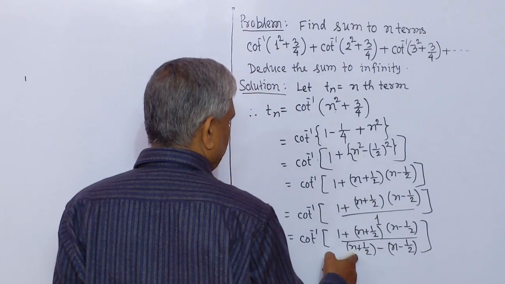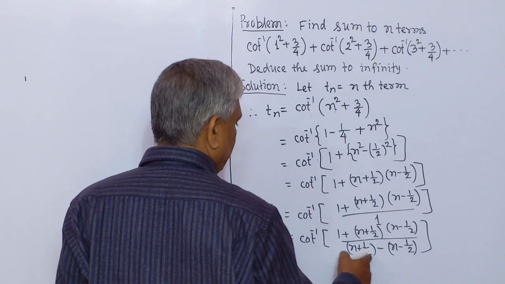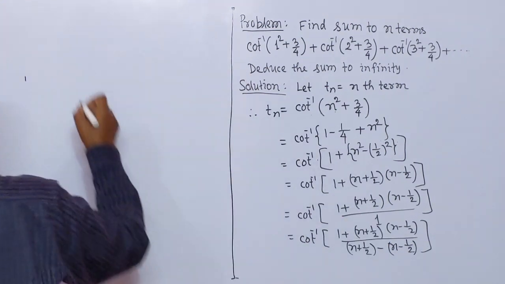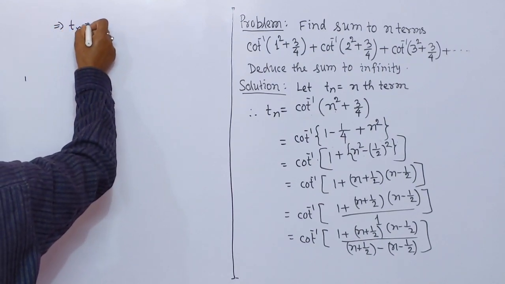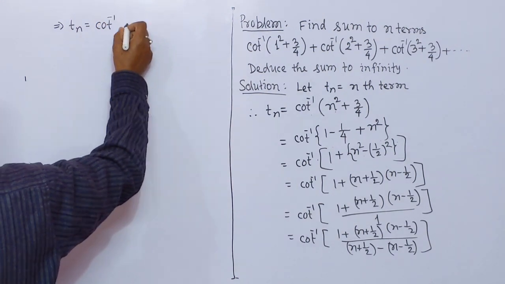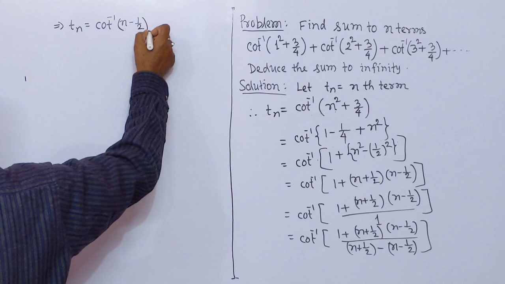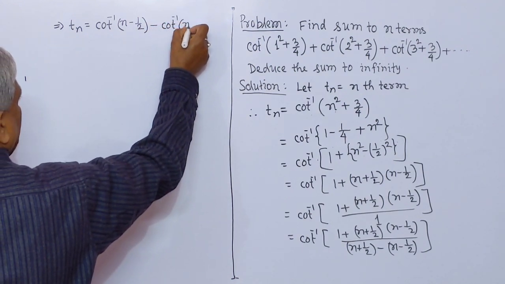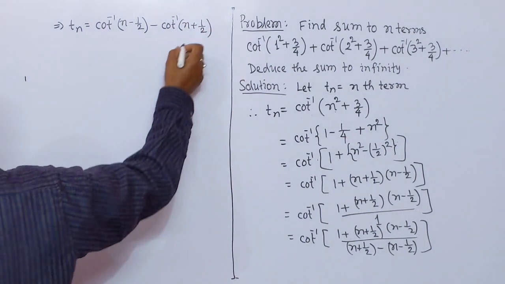Here n is positive, here n negative, cancel. Half minus minus plus half, half plus half 1, implies that Tn equal to cot inverse (n minus half) minus cot inverse (n plus half). This is number 1.